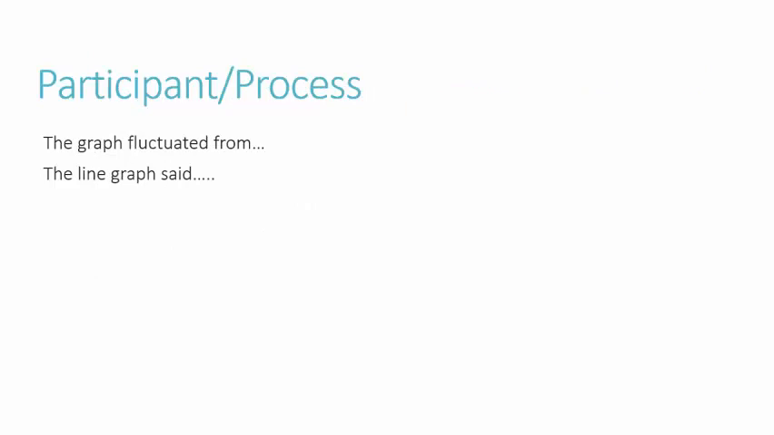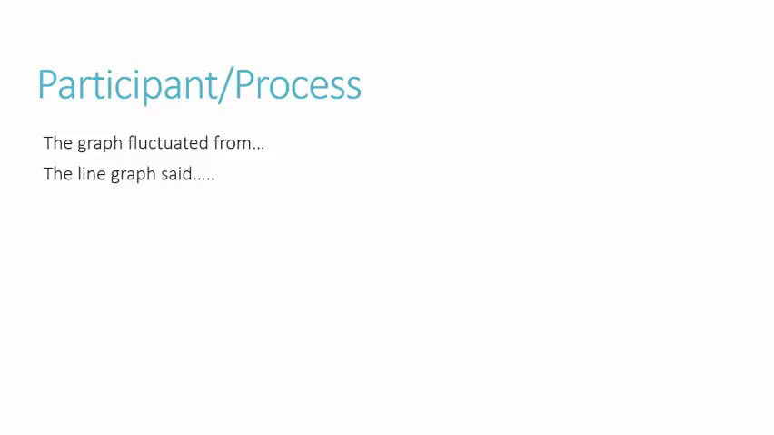Just one last thing to keep in mind. You want to make sure that your participants and your processes match up. So if you have something like the graph fluctuated from, the graph isn't fluctuating, right? The graph is showing a fluctuation. So just making sure that the graph shows, what does it show? It shows a fluctuation. Something like the line graph said, graphs don't talk in that kind of way.